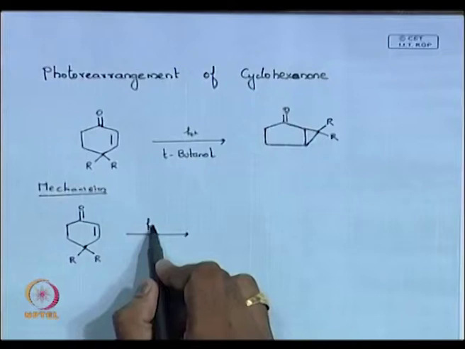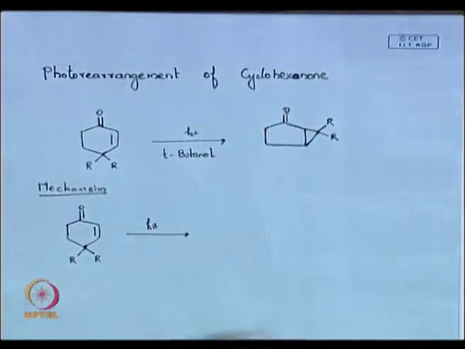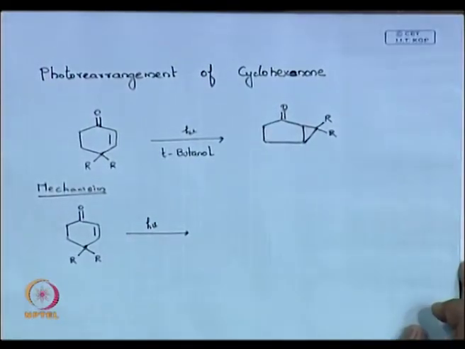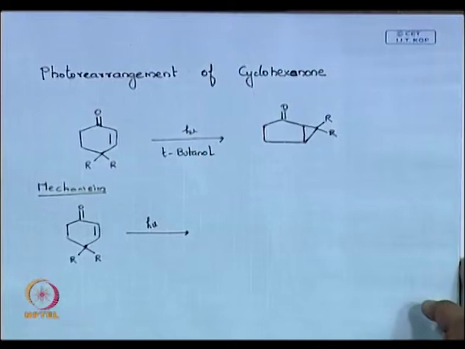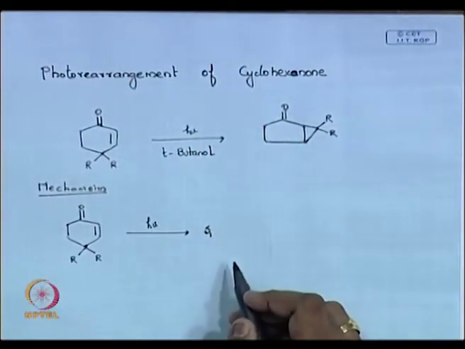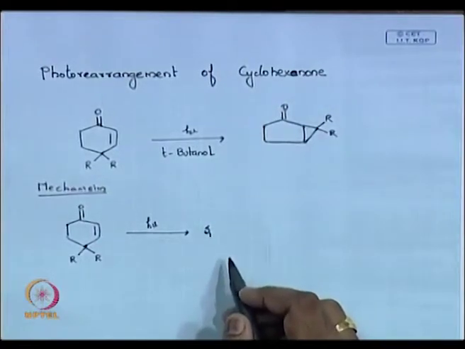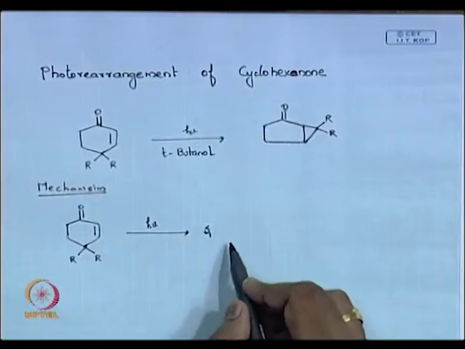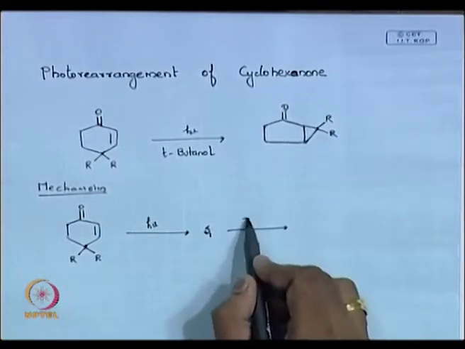See what happens once you photolyze this particular compound. To what excited state does it go? Initially it should go to S1, but you cannot see much chemistry from S1, right? Because it's an alpha beta enone, a ketone system, it undergoes a nice intersystem crossing.